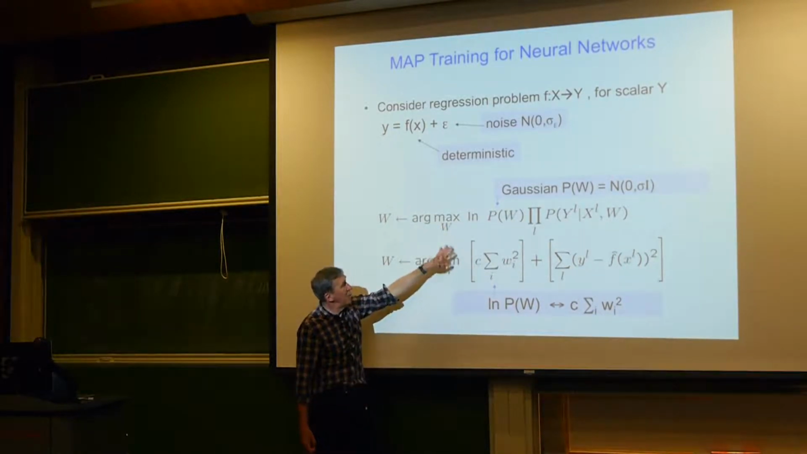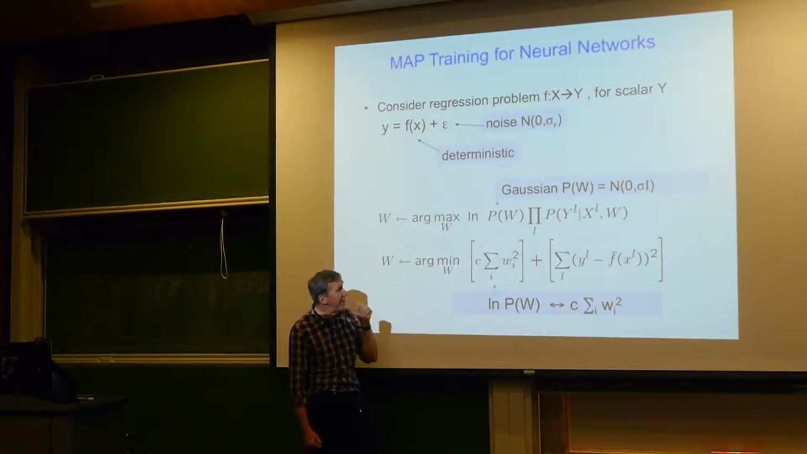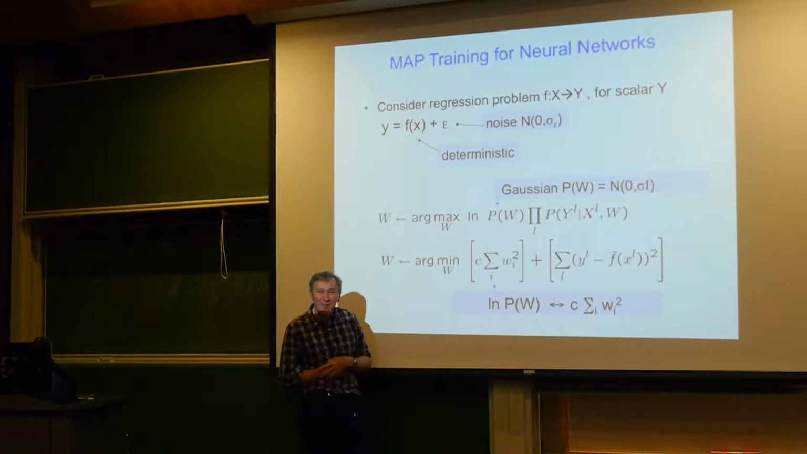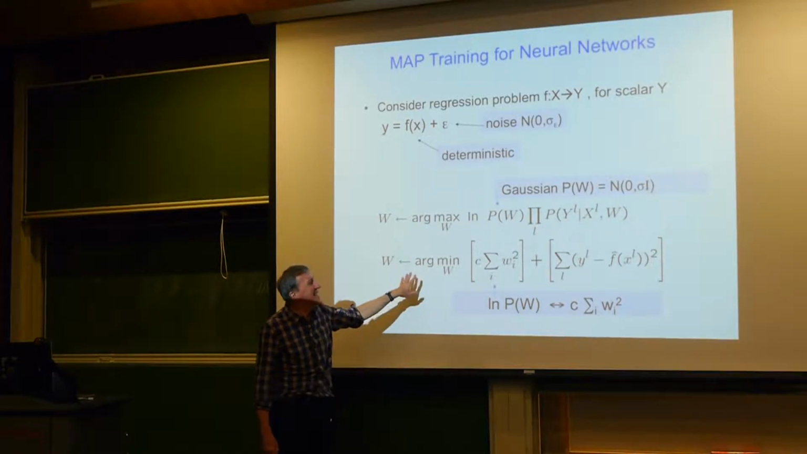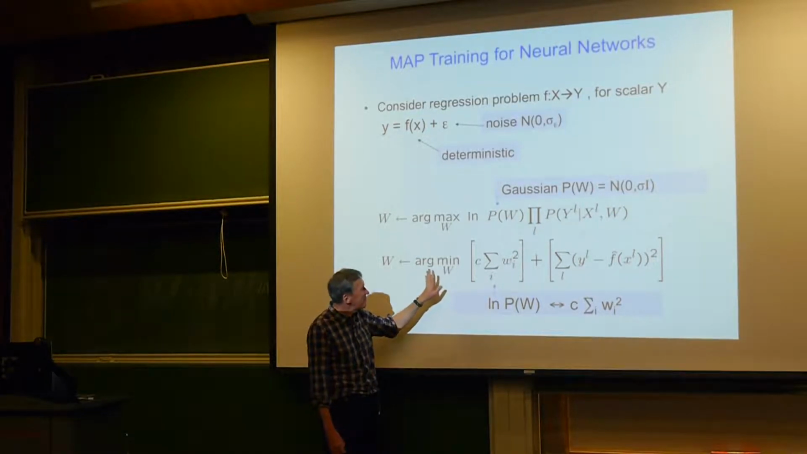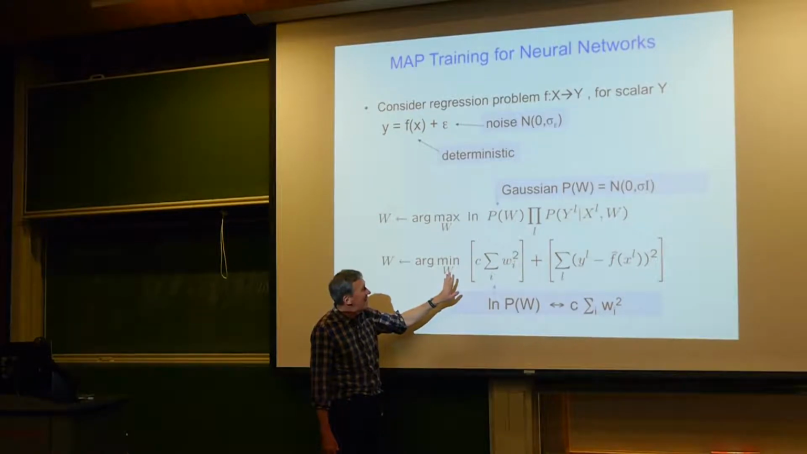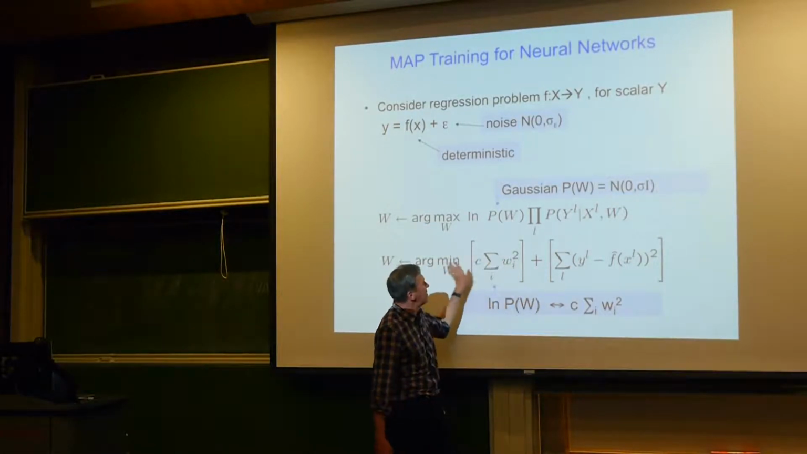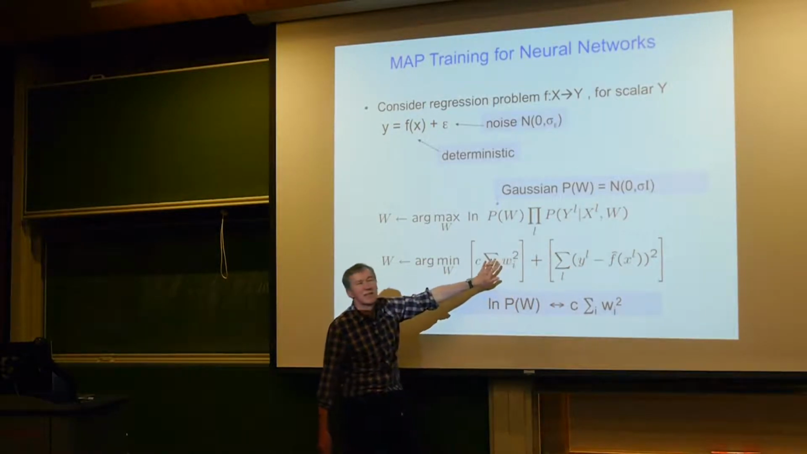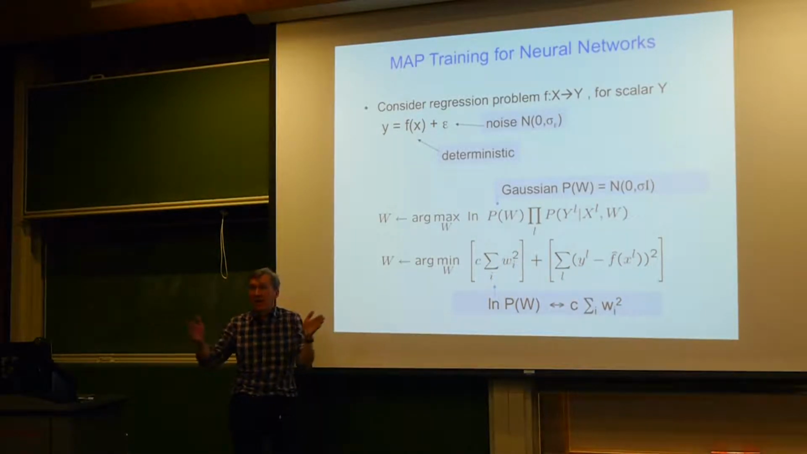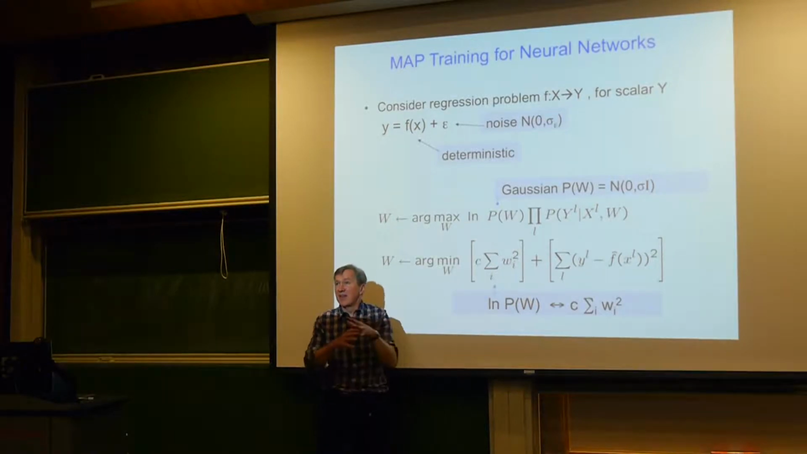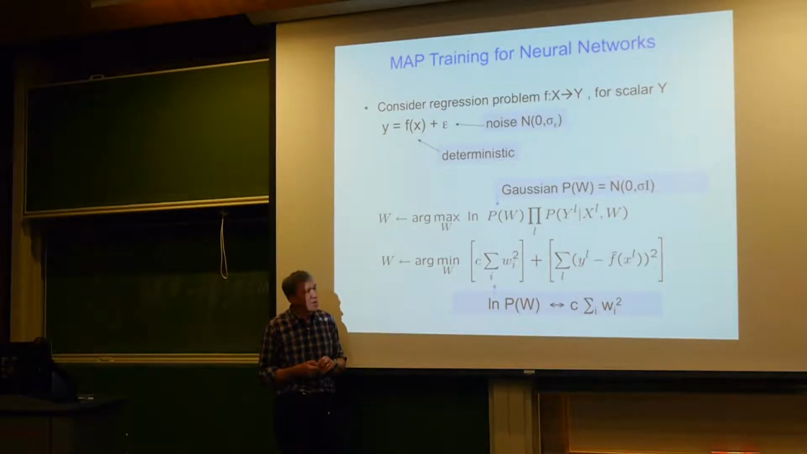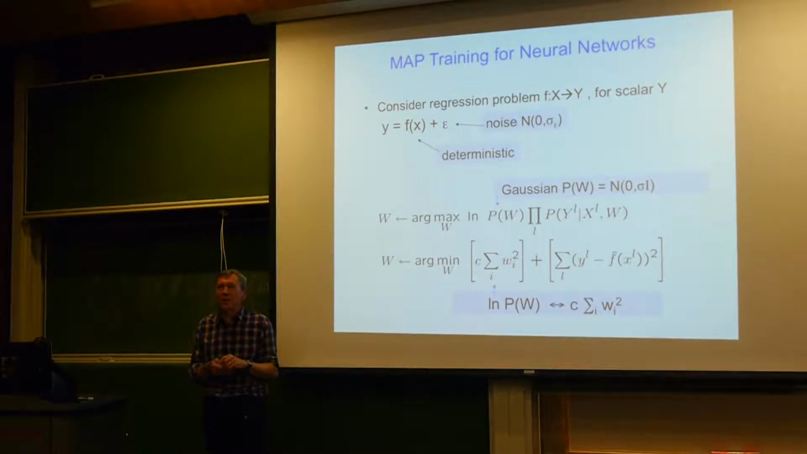And if we work that through, just like in the case of linear regression, it turns out the thing we want to optimize is just the sum of squared errors plus this regularization term that penalizes weights that have big values far from zero. Okay? So it's the same story we saw before with regression.